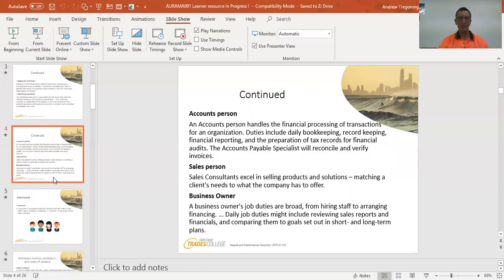Onto our business owner. Of course, the business owner's job duties are quite broad, from hiring staff to arranging financing. Daily job duties might include reviewing sales reports and financials, comparing them to goals set out in short and long-term plans. So a business owner generally has a much longer-term view of what's going on and charts a course or a plan for the business to be operating in many years to come.